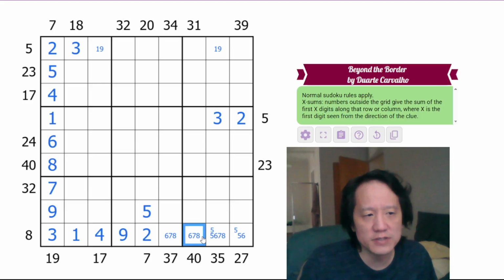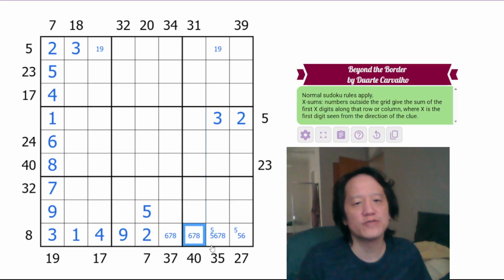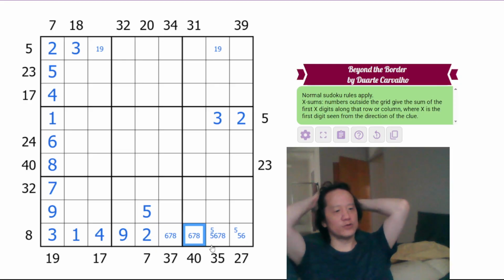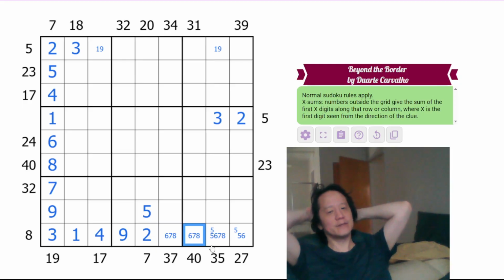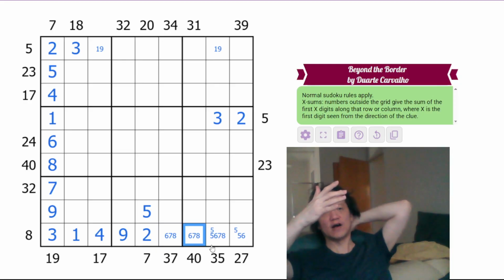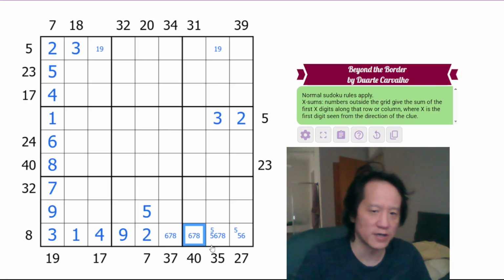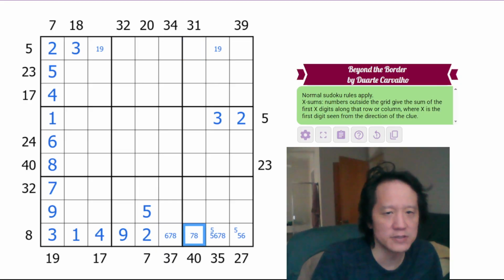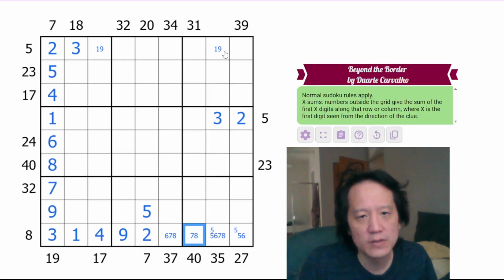Can this ever be 6 digits adding up to 40? The answer to that would be no, because 6 digits adding up to 40 would only add up to 39 at maximum, right? 9, 8, 7, 6, 5, and 4 adds up to 39. So this can't be 6, this is 7 or 8. Remaining digits in row 1 then are 4 through 8.